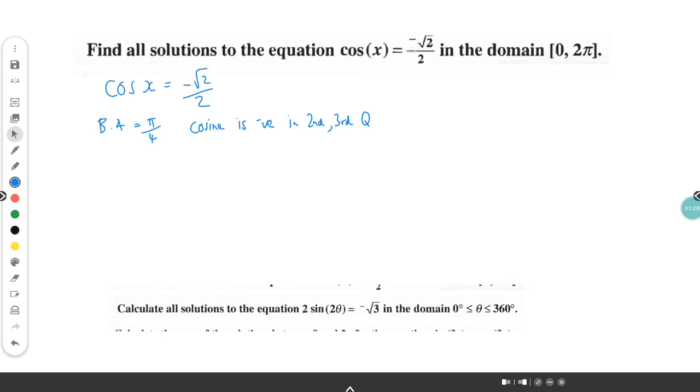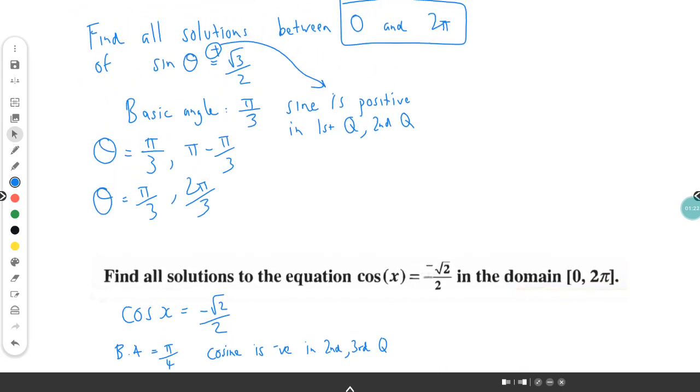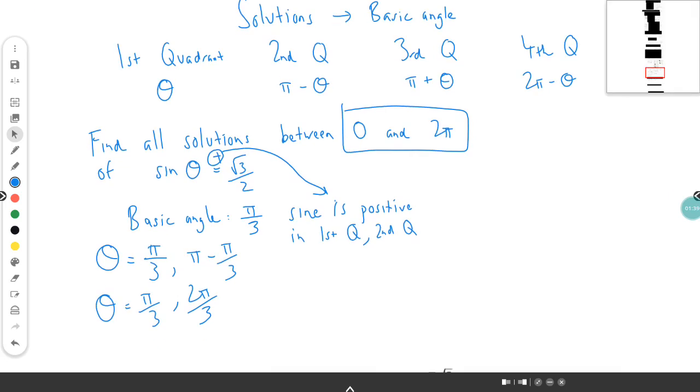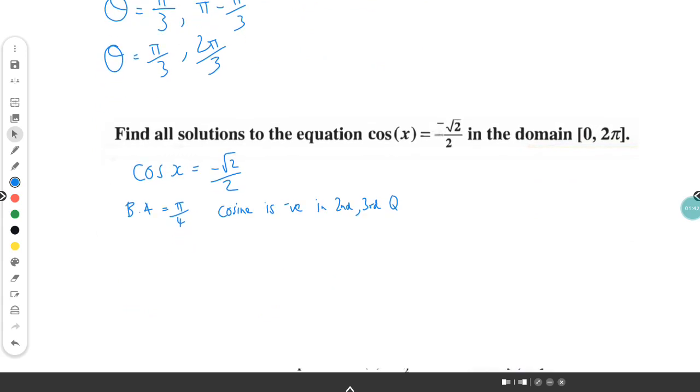So just to quickly go back up to my little rules there. Come back to that in a sec. So because I'm dealing with second and third quadrant, my answers will be pi minus the basic angle and pi plus the basic angle. Back to here. So x equals pi plus pi on 4 and pi minus pi on 4. Did the wrong way around, doesn't matter. Should have done the other way around. But we'll get the same two answers.